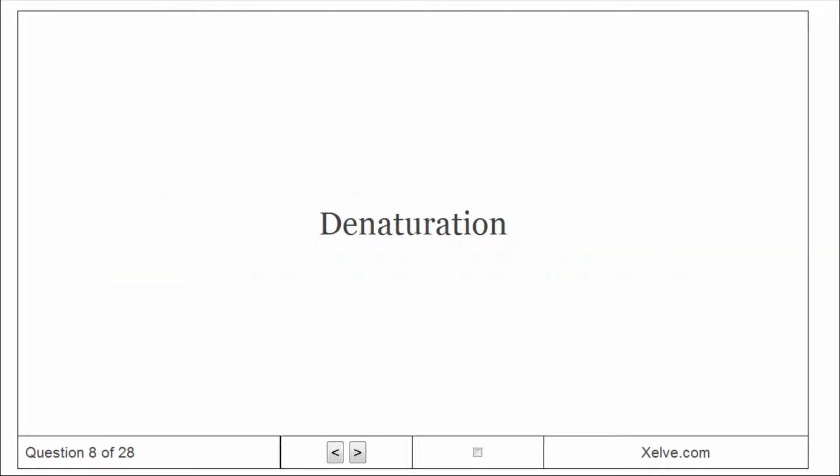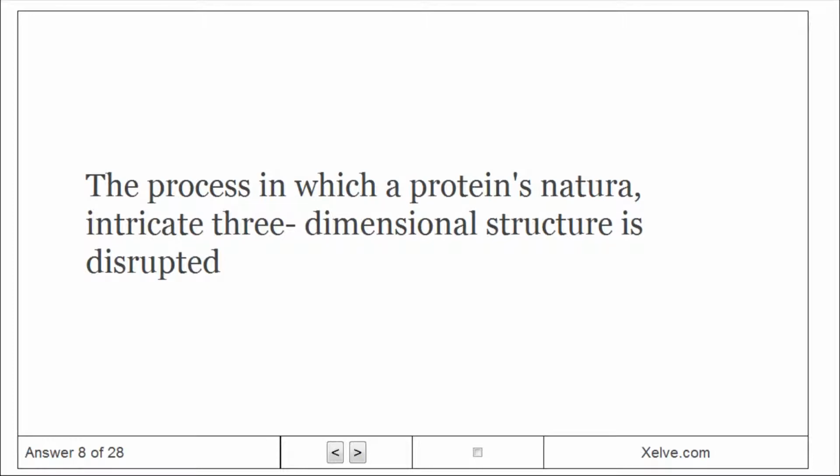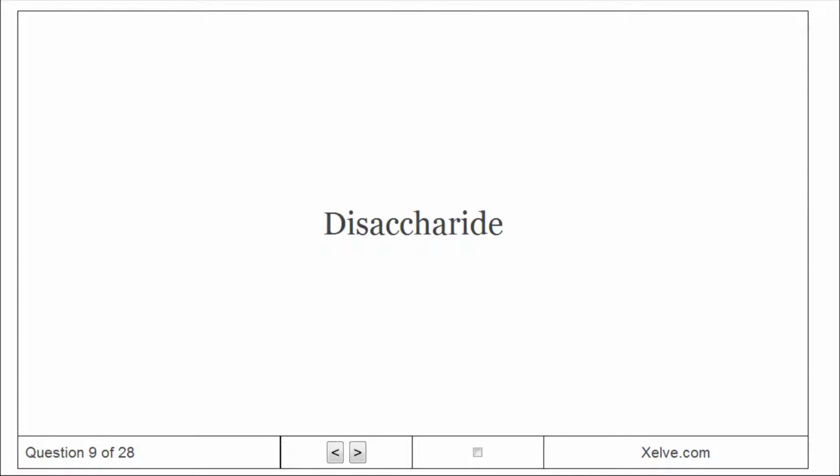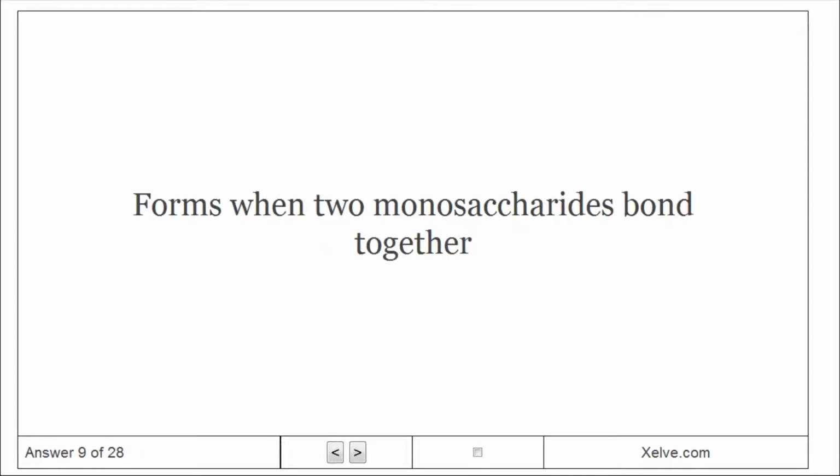Denaturation. The process in which a protein's natural, intricate three-dimensional structure is disrupted. Disaccharide forms when two monosaccharides bond together.